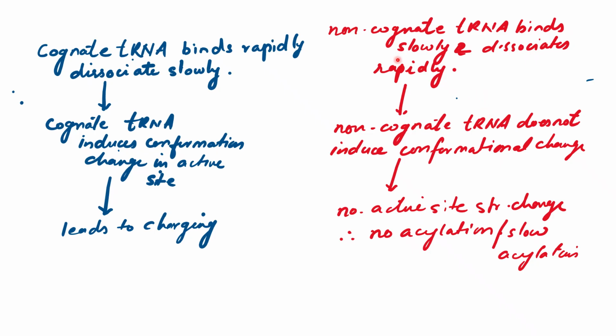In case 2, supposing non-cognate tRNA binds, then this binding will be very slow and dissociation will be fast. Non-cognate tRNA will not induce the required conformational change, and therefore the active site structural change is not there, and therefore no acylation or very slow acylation, leading to dissociation of the tRNA from the enzyme's active site itself. I hope this is now very clear to you.